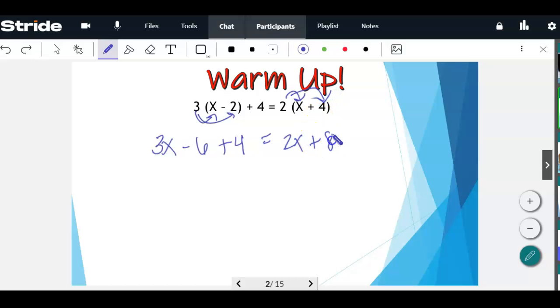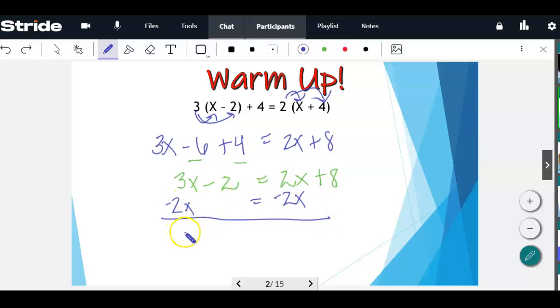We're going to combine like terms, so on the left side, we need to do this minus 6 plus 4. So that would be a negative 6 and a positive 4, leaves you a negative 2, so minus 2. And then you want to get the variables all on the same side, so we're going to get rid of the 2x on this side, so we need to subtract 2x from both sides.